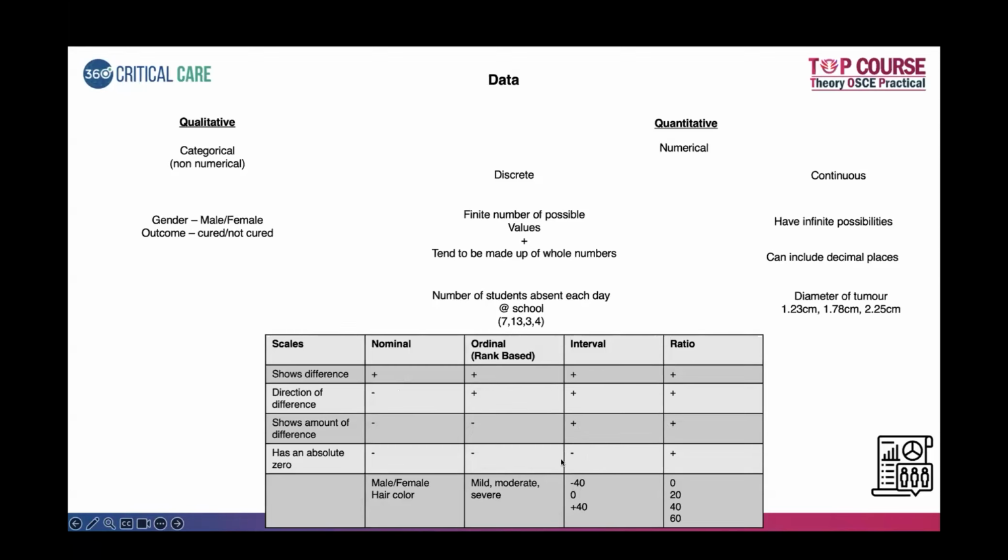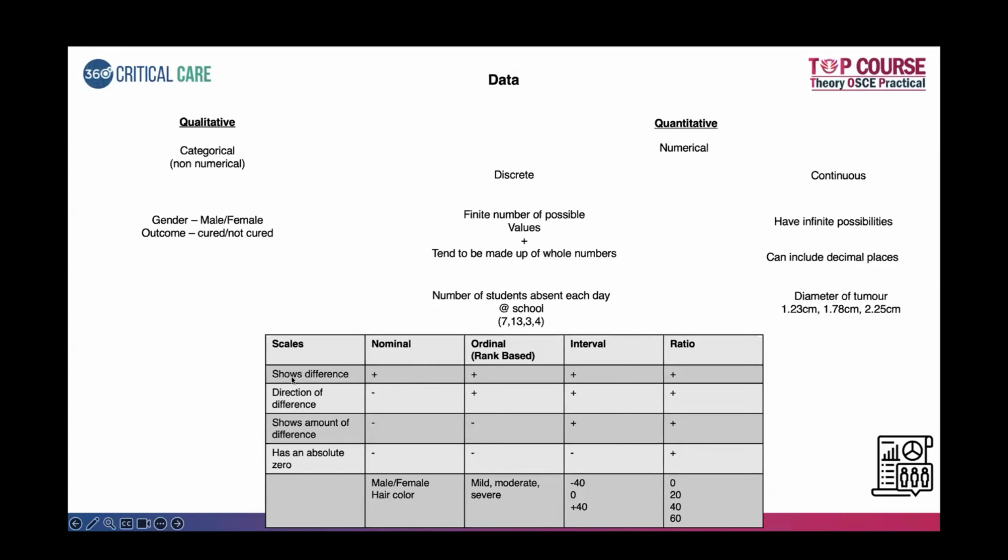The only difference is ratio has an absolute zero. Absolute zero means the variables start at zero and then move positive. So it will have 0, 20, 40, 60. Whereas interval has a negative and a positive, from -40 to +40.